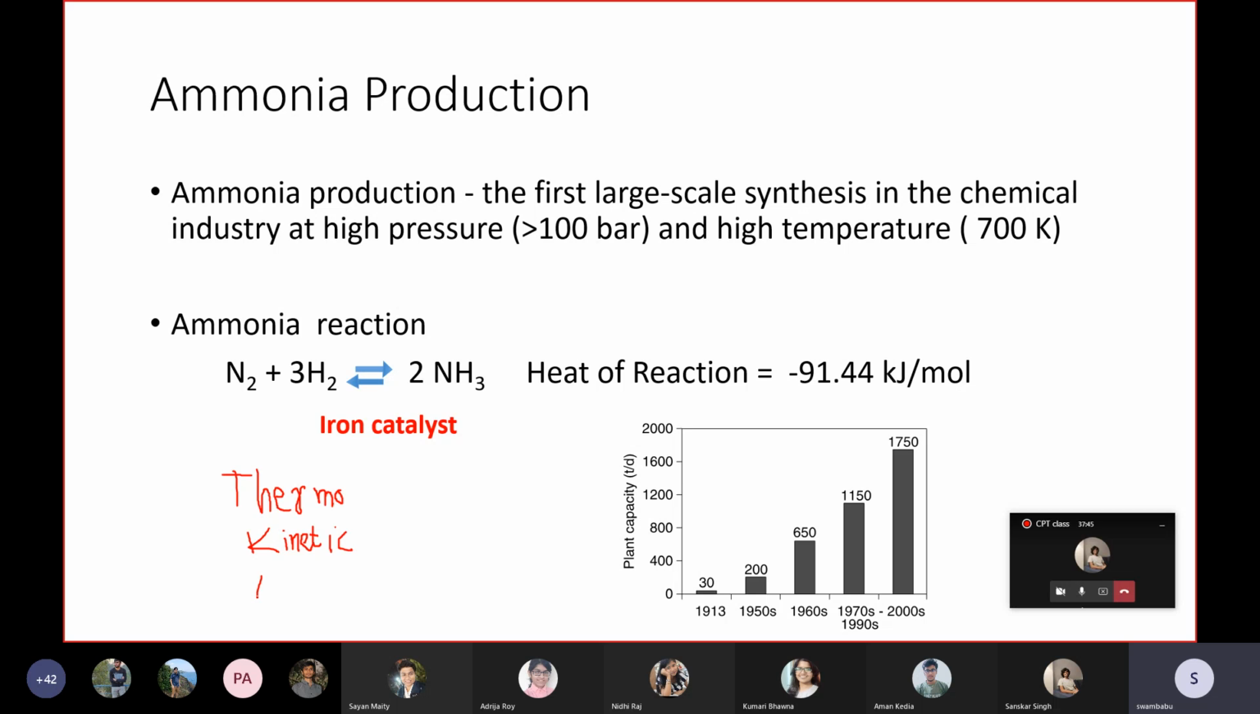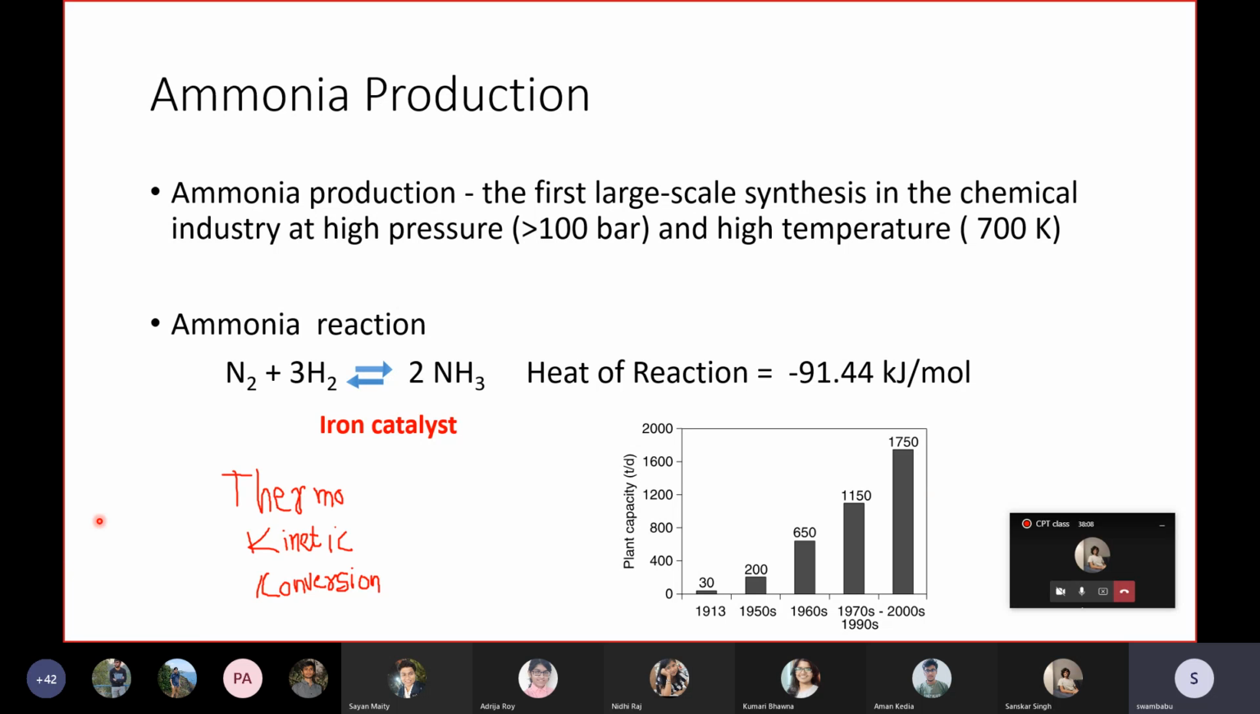And one is whether it is complete conversion or partial conversion. Whether complete conversion happens or partial conversion. We need to look into these three aspects. Why do we need to look into thermodynamics? Any guess from any students?